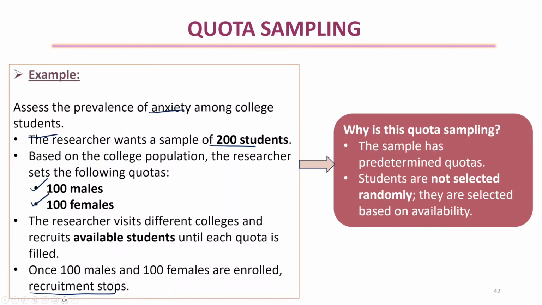So, why is this quota sampling? Because the researcher fixed the number of participants. There were predetermined sample quotas from each subgroup beforehand, and within each subgroup students were selected based on availability rather than random sampling. That makes this a non-probability sampling method.